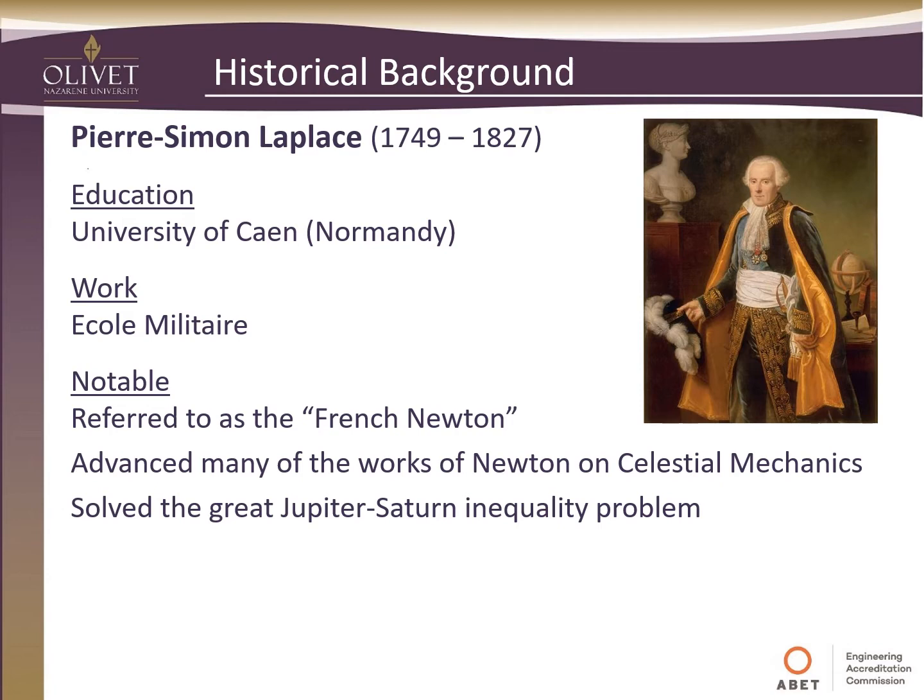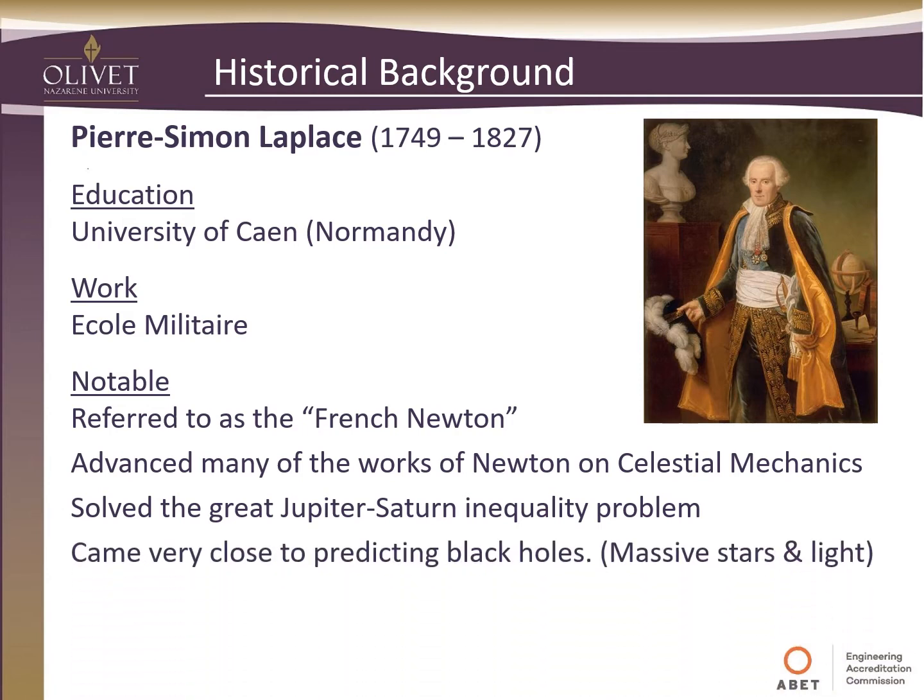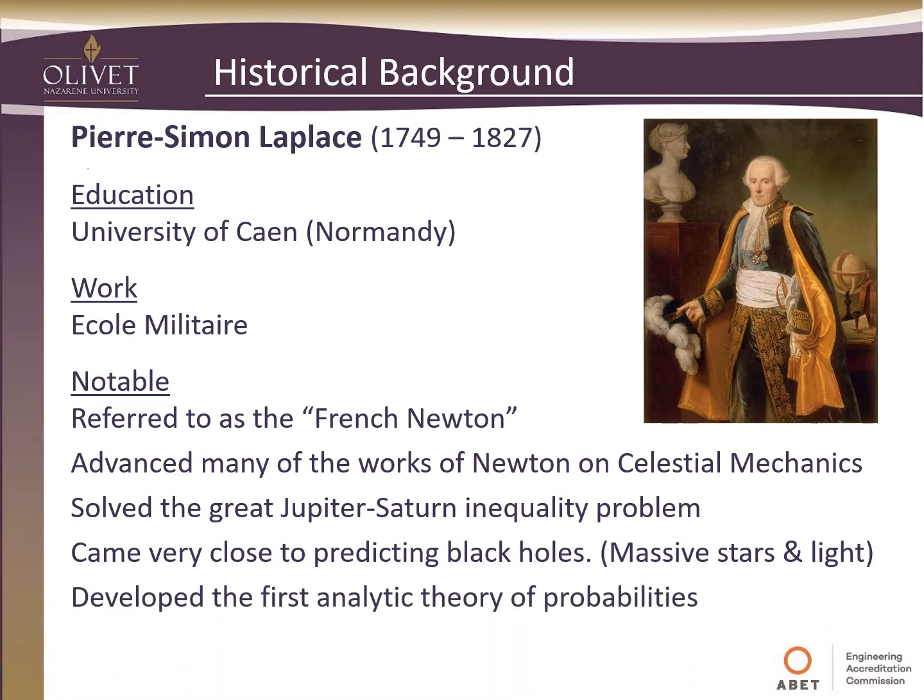He advanced many of the works of Newton on celestial mechanics. He solved the great Jupiter-Saturn inequality problem. If you look at astronomy, there was an issue with the calculations that they were trying to do with that, and he figured that out. He came very close to predicting black holes. He dealt a lot with massive stars and light and some of the calculations involved with that. He developed the first analytic theory of probabilities, and then of course finally what most of us know him for is he developed the Laplace transforms. So he was an extraordinary individual.